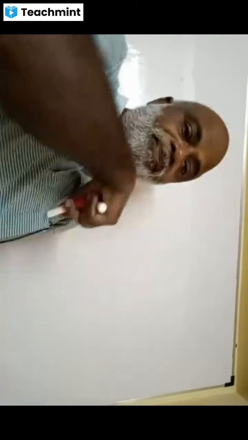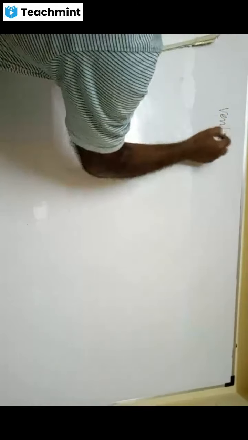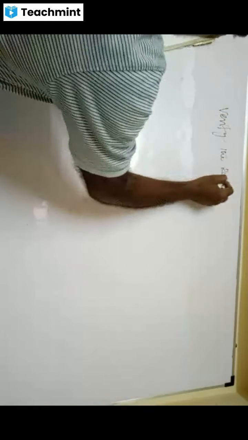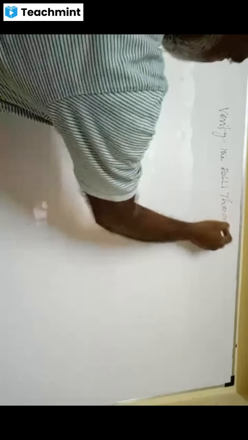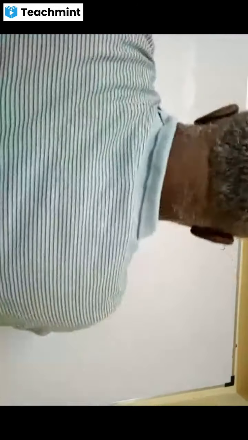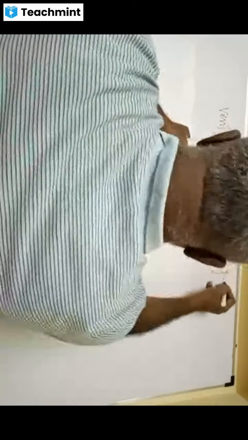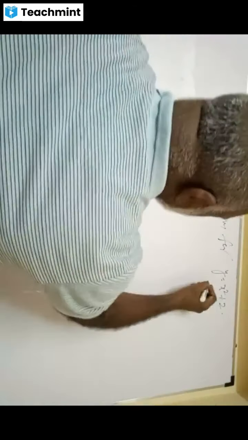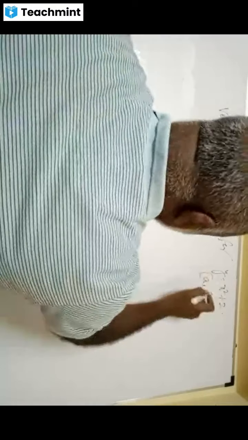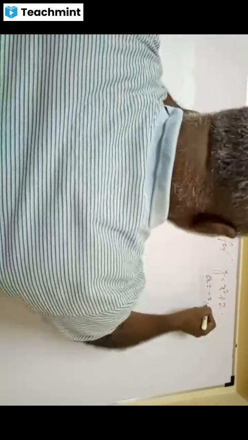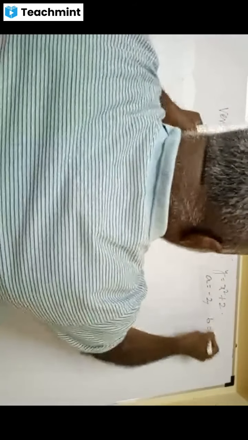Verify Rolle's theorem. This is a standard question for 2 marks. Verify Rolle's theorem for the function. What is the function given? y equal to x square plus 2, in the interval AB, where A is given as -2 and B is given as 2.